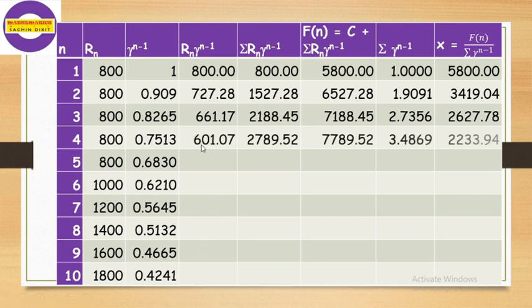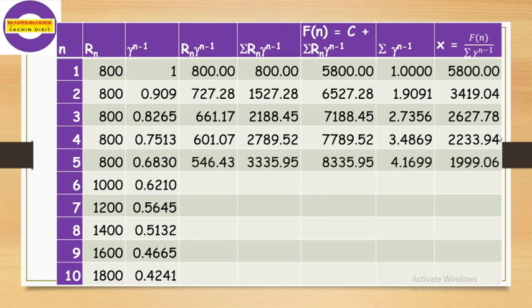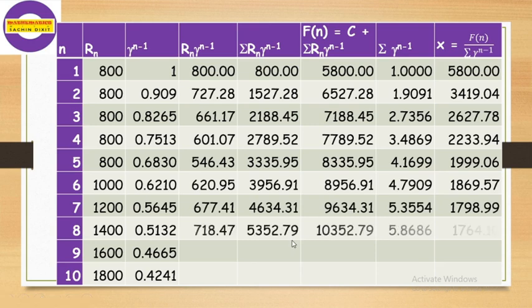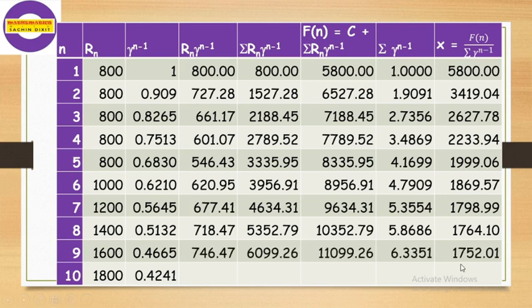Just carry out this procedure for the next years. For the fourth year, we get these values, and just observe this average cost. Also, if we go to the fifth year, we get this. If we observe here, this value is still decreasing. Then for the 6th, 7th and 8th years, the values will be decreasing. So we come to the 9th year. In the 9th year, we get 1752.01. Obviously, it will be decreasing.